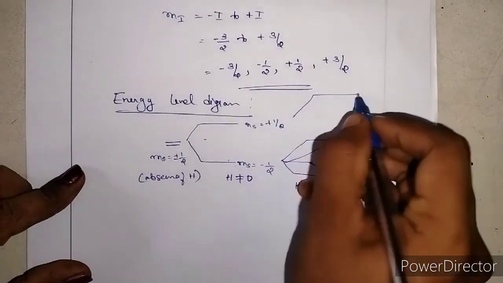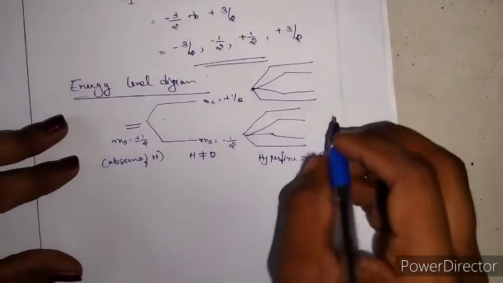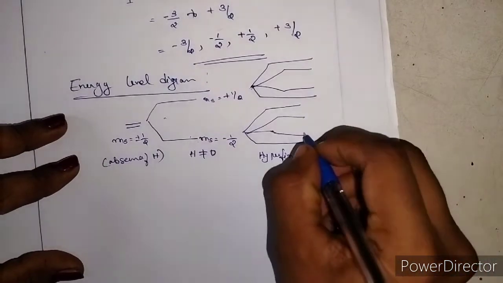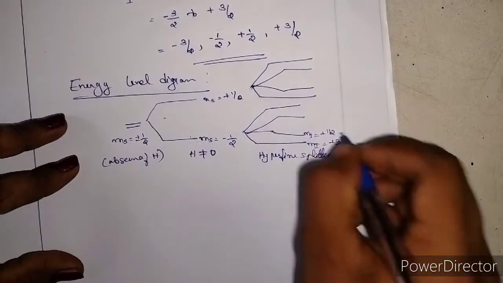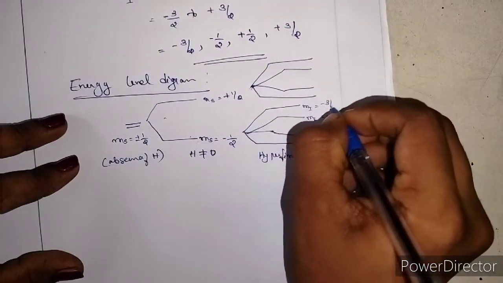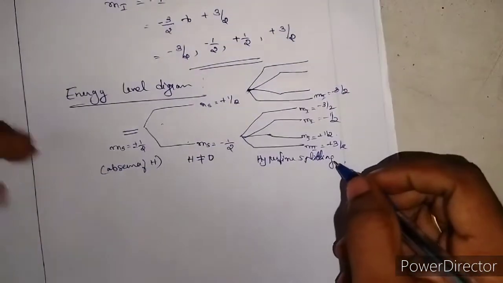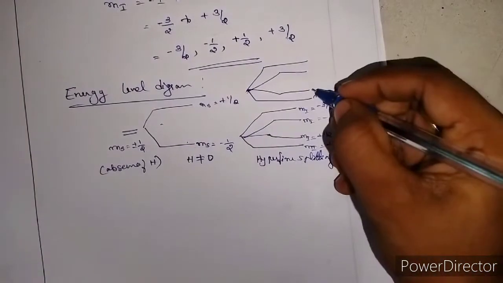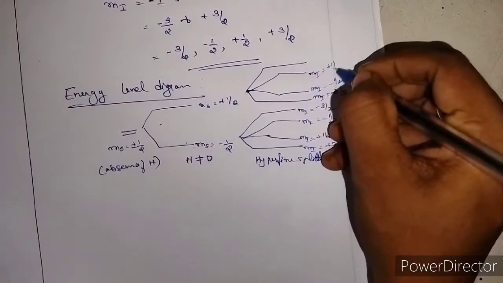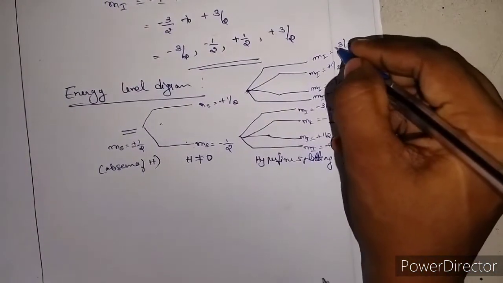Similarly, this level also splits like this. Now this level is mI equal to plus 3 by 2, while this is mI equal to plus 1 by 2, this is mI equal to minus 1 by 2, this is mI equal to minus 3 by 2. Here mI will be minus 3 by 2, just a reverse of this. Then mI is equal to minus 1 by 2, mI is equal to plus 1 by 2, and this is mI equal to minus 3 by 2. Sorry, plus 3 by 2.